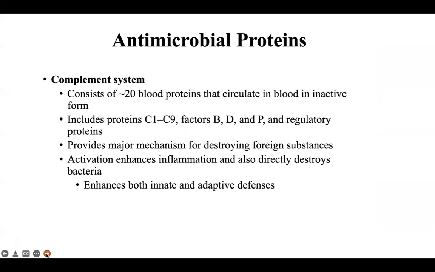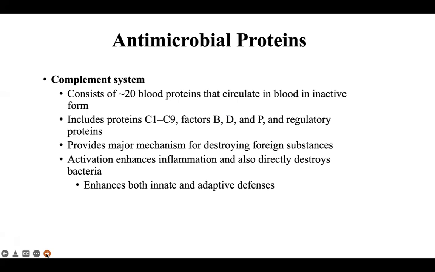So the next one is complement, or the complement system. What is this complement? Complement is also a protein. There are approximately 20 blood proteins that circulate in blood, generally in inactive form. Okay. It's only required whenever it is required, then only are complements activated. So these proteins are factors like C1 to C9, factors B, D, P, and their regulatory proteins. Okay. They provide a major mechanism for destroying foreign substances.